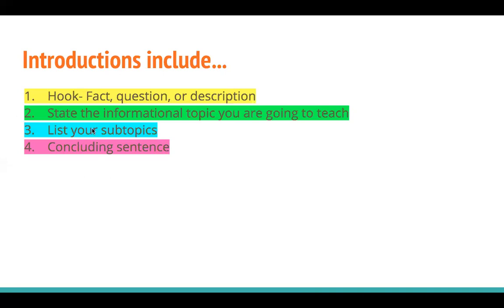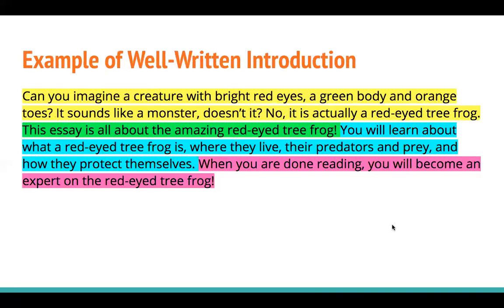So these are all the important things you need to make sure you include in your introduction. Notice I highlighted them in different colors. That's going to help on the next slide, where here's an example I made of my introduction paragraph. You'll notice in yellow I highlighted my hook, green is my topic, blue is the subtopics, and the purple is my concluding statement. Notice the order is important when you write an introduction. That's how yours should look.